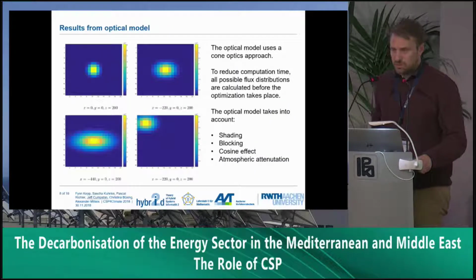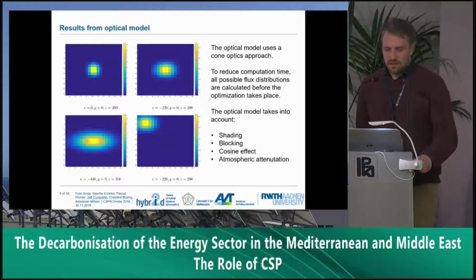An optical model has been implemented that performs pre-computation of all the possible combinations of aim points for each heliostat, so as to reduce computation time. And the optical model takes into account shading, blocking, cosine effect, and atmospheric attenuation, as you would expect.